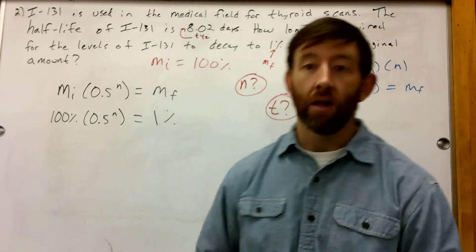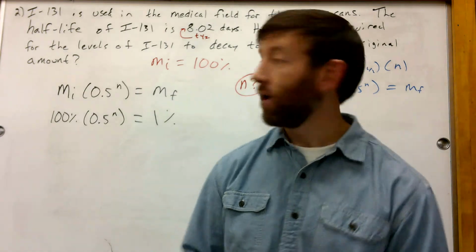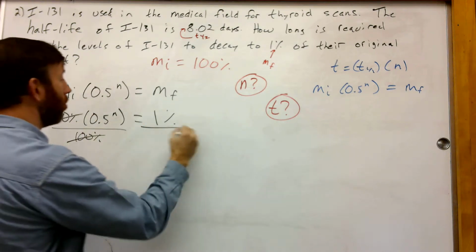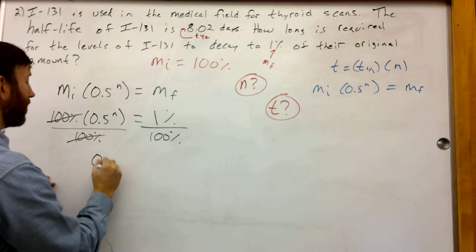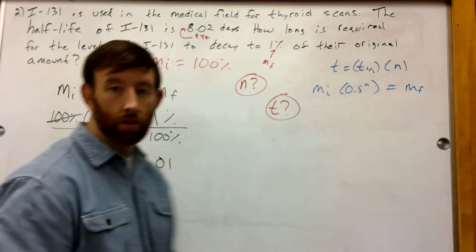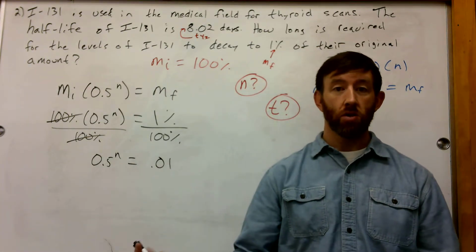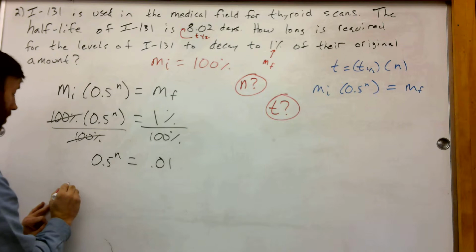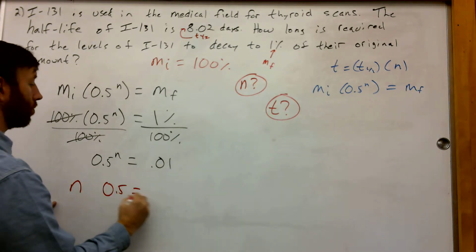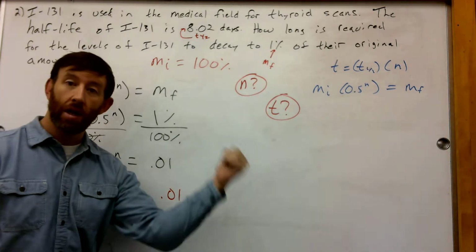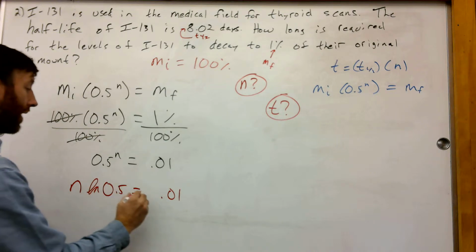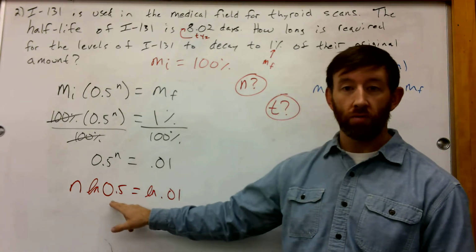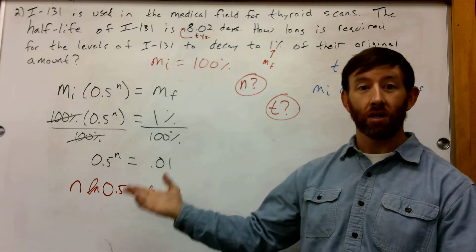We're going to solve that just like we did last time. The steps are the same. What am I going to do first? I'm going to divide both sides by 100%, and I get 0.5 to the N equals 0.01. Now, what do I do when I have it under an exponent? I bring the N down. But when I bring the N down, I need to use the natural log. So I've got N times the natural log of 0.5 equals the natural log of 0.01. That's the step I take.